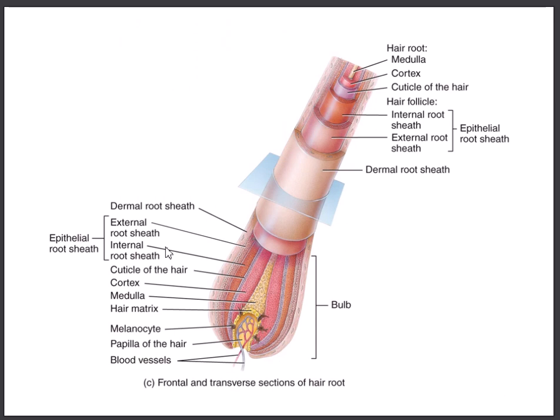Again, this is the same thing. This is just a picture from Tortora, again showing the medulla, the cortex, and the cuticle right over here. Medulla, cortex, cuticle. And then it shows the internal root sheath, the external root sheath. On this diagram, they don't show the glassy membrane, but it would be there.